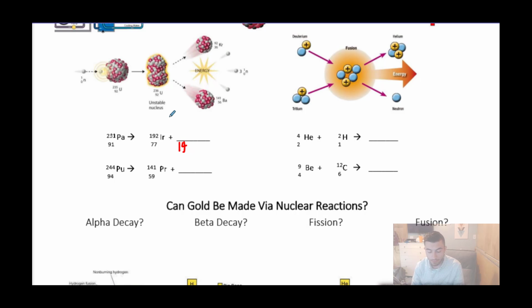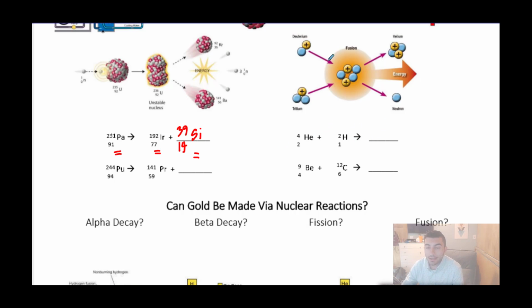And then same thing with the mass, 231 minus 192 to get 39. And then we look in the periodic table, and element number 14 is silicon. This is not alpha or beta decay because we're not producing an alpha or beta particle. What this is saying is that palladium-231 is splitting into iridium-192 and silicon-39. That is an example of a fission reaction, the one heavier palladium isotope splitting into two lighter nuclei.